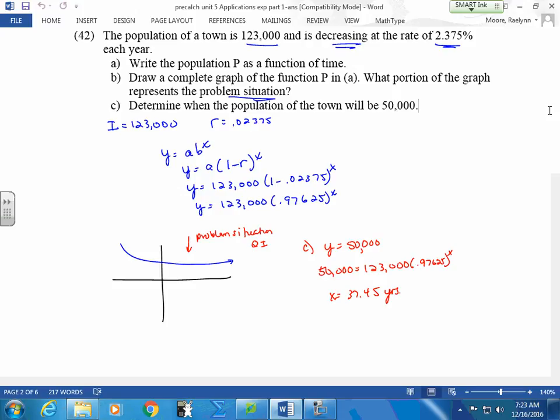So you're going to take this equation in Y1. This is going to be your Y1, and Y2 is going to be 50,000. So you're going to see your population decreasing, and you're going to put 50,000 in there and see where they intersect. Algebraically, you would have to use a log to get this down. So we didn't do that part yet, so right now we're just doing them graphically.